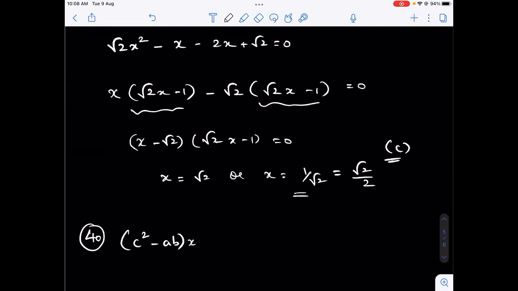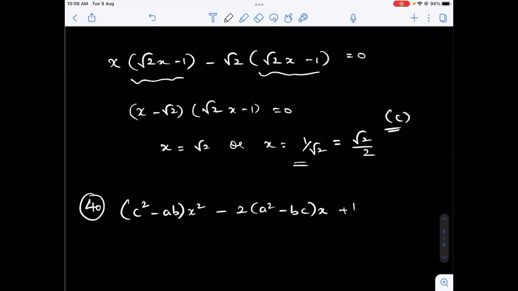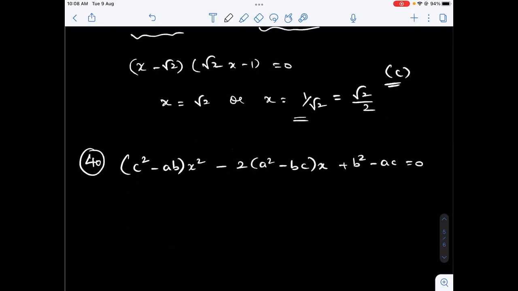C square minus AB into x square minus 2 into A square minus BC into x plus B square minus AC is equal to 0. Right? If the roots of this quadratic equation are equal, then what comes to your mind? The roots are real and equal. It is possible under what scenario? That is when the discriminant is equal to 0.